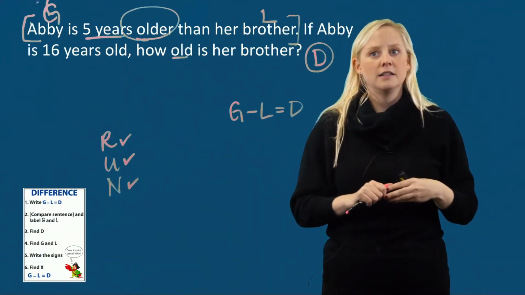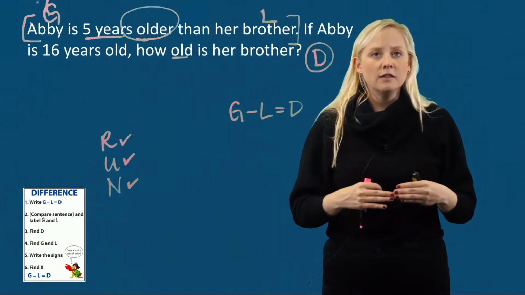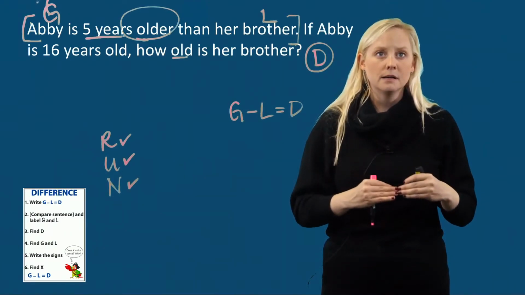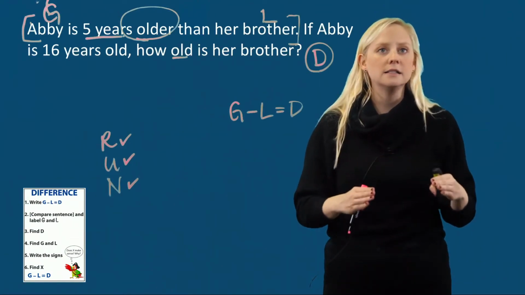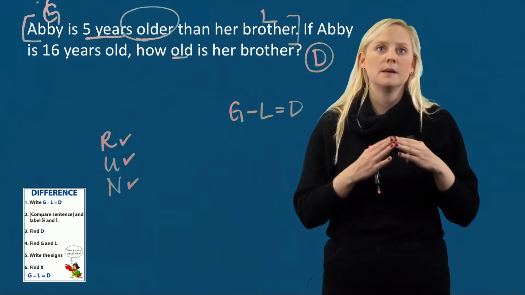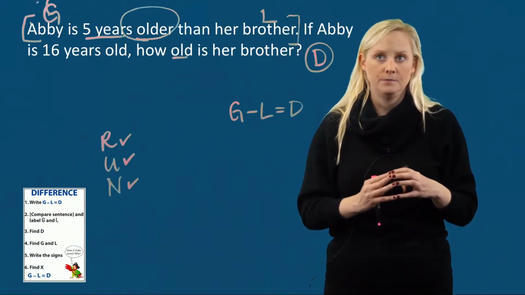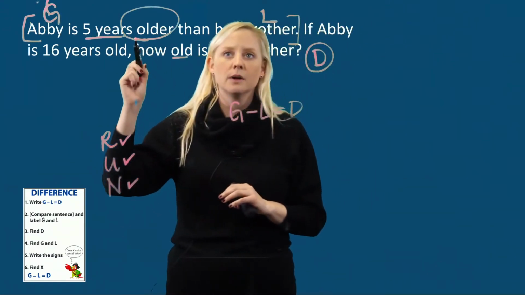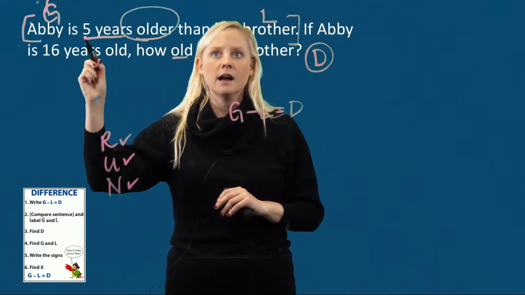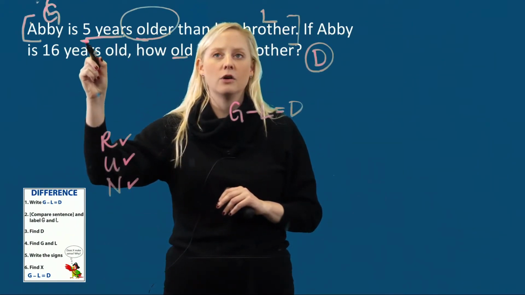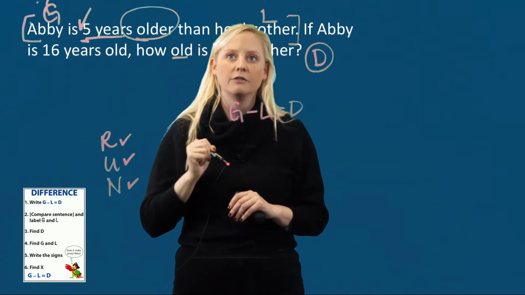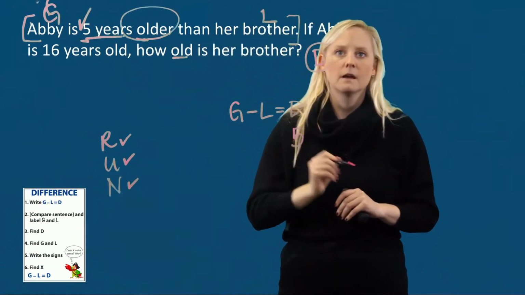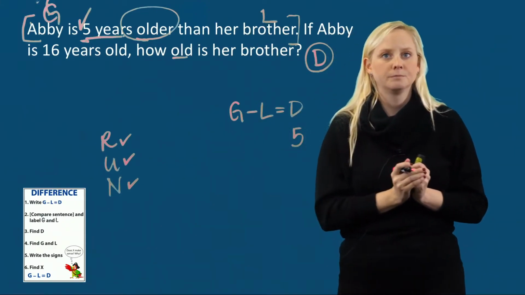Step 3 is to find the difference. If I look in front of the compare word and there's a number, I know that I have the difference. If I look in front of the compare word and I do not see a number, I know that the difference is going to be X because it's our missing value. So let's look back at our compare word, older. Here, I see the number 5 in front of older. So I know that 5 is going to be my difference. I'm going to check that off and write 5 under D.